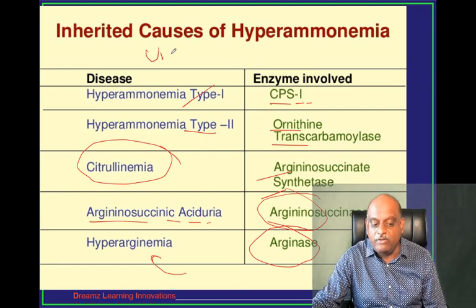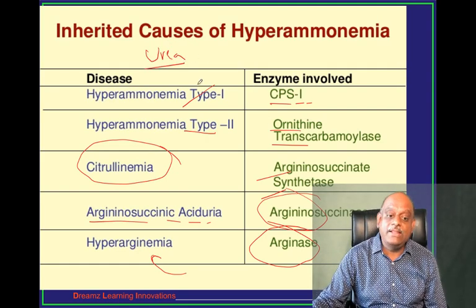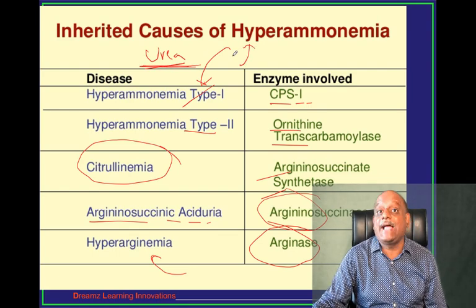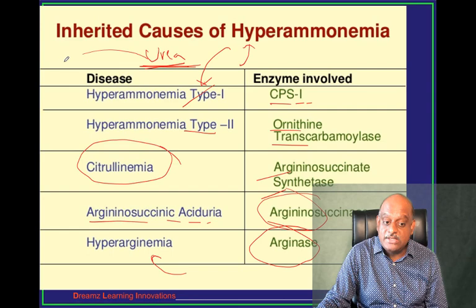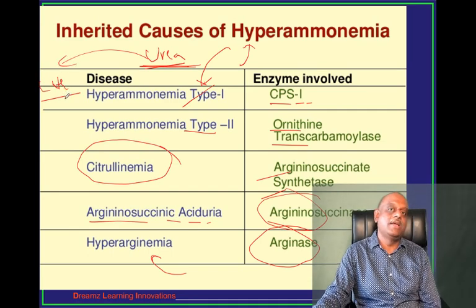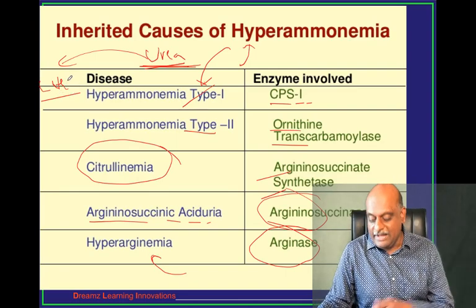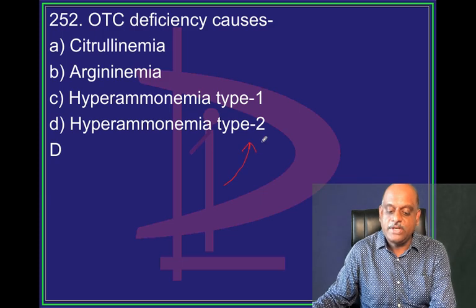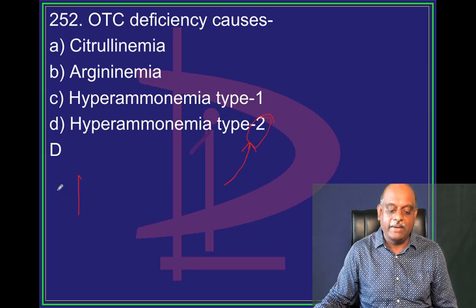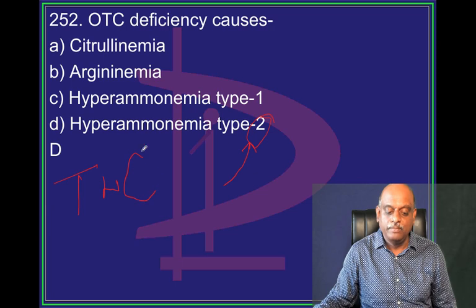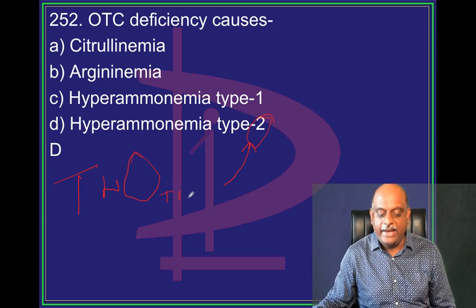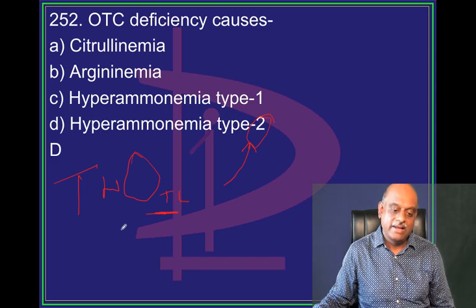Always in the urea cycle, what is the rule, doctor? The enzymes in the early part of the urea cycle, if they are affected, only then you get hyperammonemia. In the urea cycle, late enzymes do not cause that much significant hyperammonemia. So what is the deficiency typically associated with type 2? You can remember. Type 2 is OTC deficiency. Right?